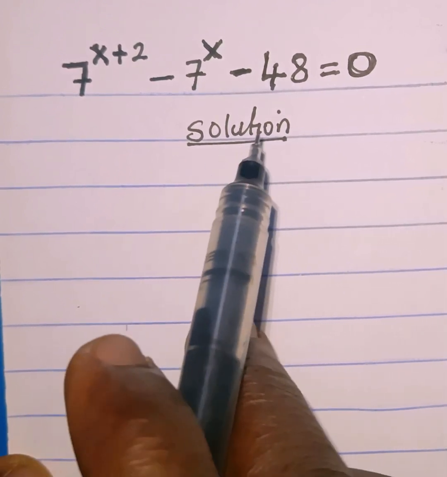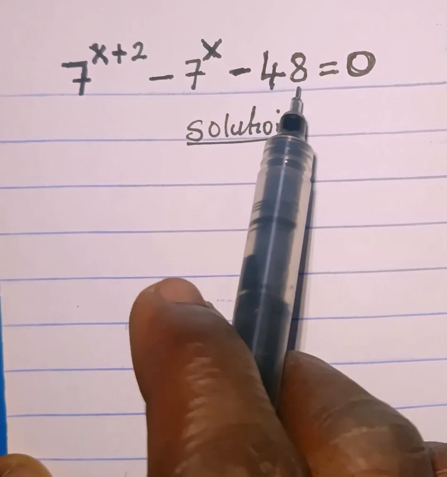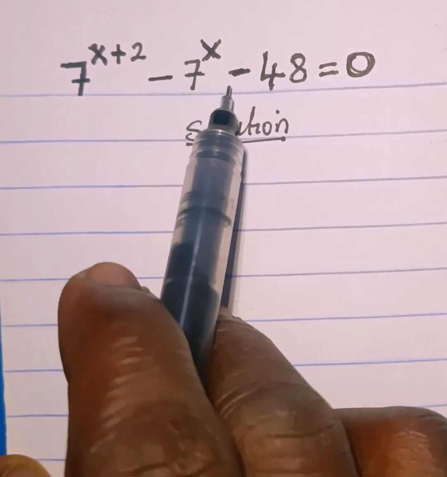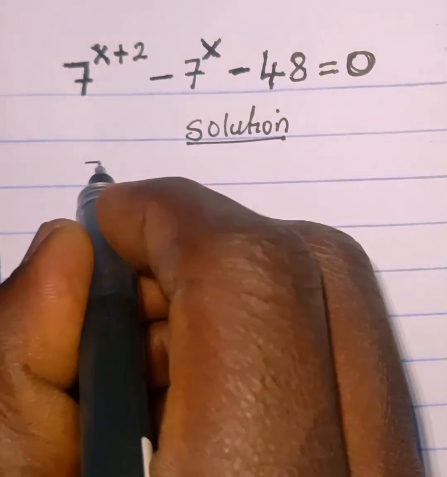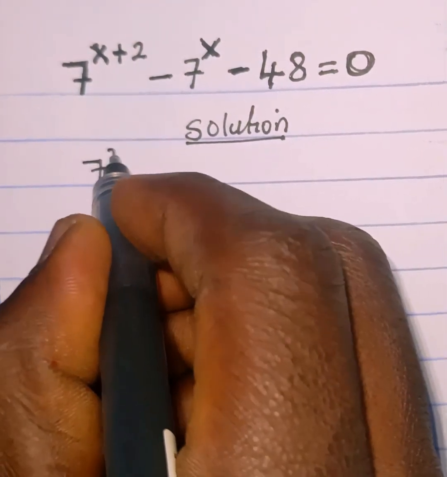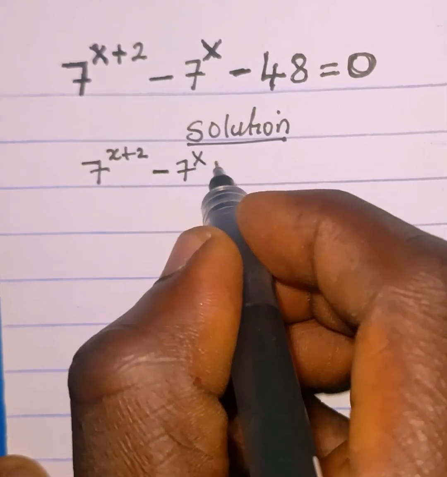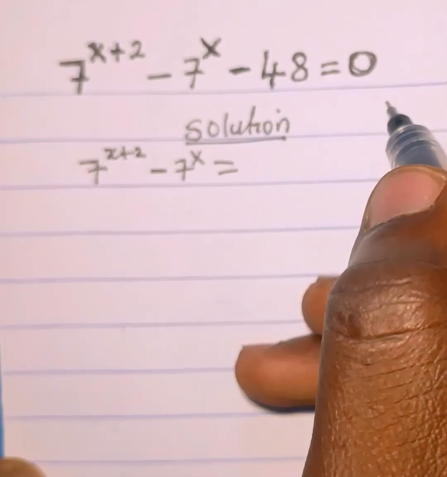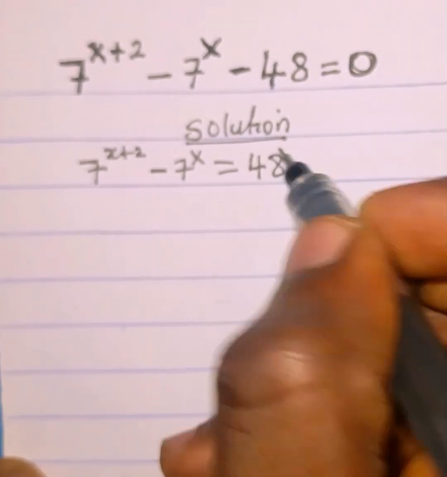The first thing we need to do, as you can see, this 48 is constant because there's no variable attached to this 48. So we are going to take this negative 48 to the right hand side of this equation. So we are going to have 7 to the power of x plus 2 minus 7 to the power of x, which is equal to, when we take this negative 48 to the right hand side, it becomes positive 48.